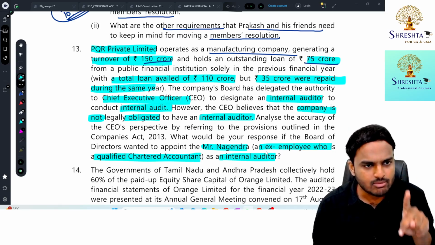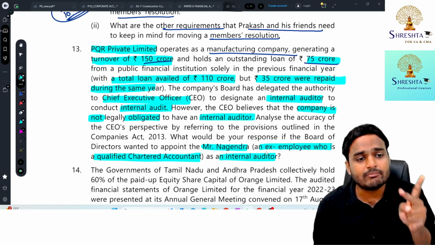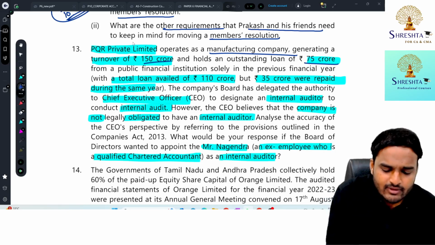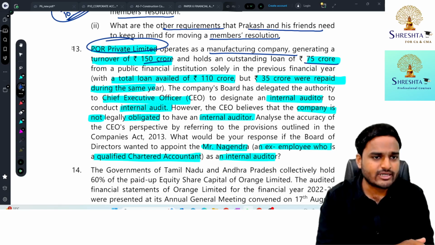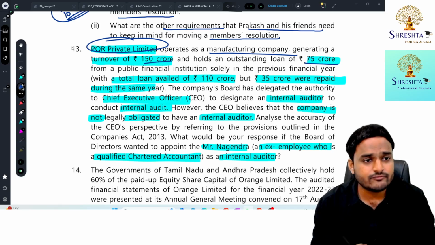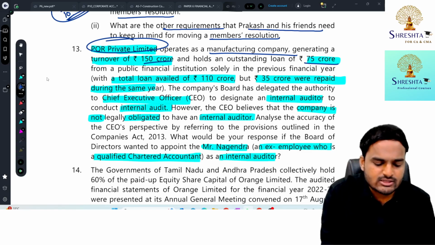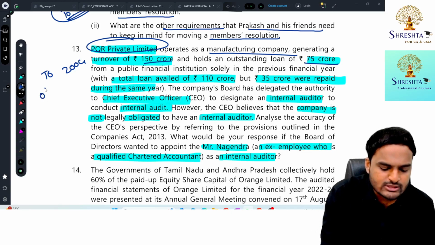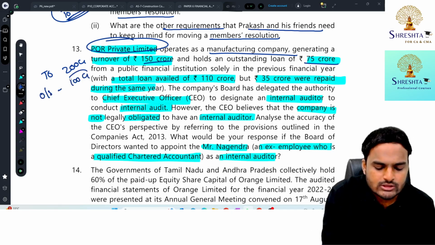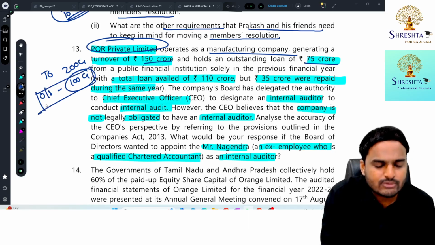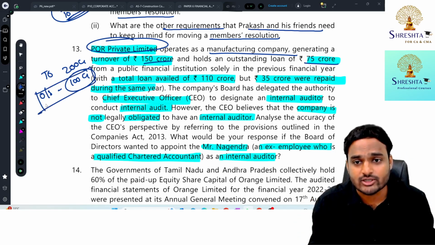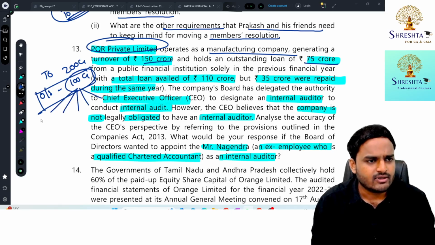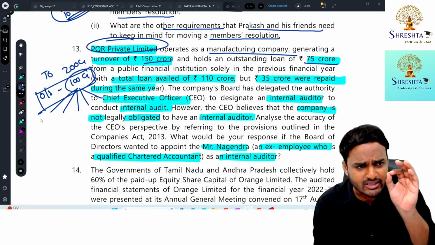First one, applicability of internal audit. Second one, who can be appointed as an internal auditor? So with respect to a private company, applicability of internal audit, we need to ensure two limits. One is turnover 200 crores in the preceding financial year. The second one is outstanding loans 100 crores. And this 100 crores limit, you should not check on the closure date. You should check at any point of time, on any particular day, at any particular time.